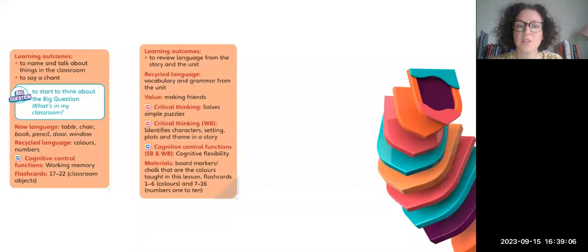We can have different learning outcomes. For example, when we have an animated story, there will be more critical thinking, creative thinking, and different cognitive control functions developed throughout the stories and values in these stories. And that's why these could be a little bit different. If there is a new lesson, then later on we have recycling of the language and grammar from the unit, which is what's in the classroom.